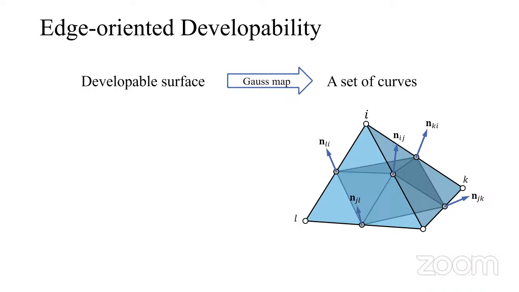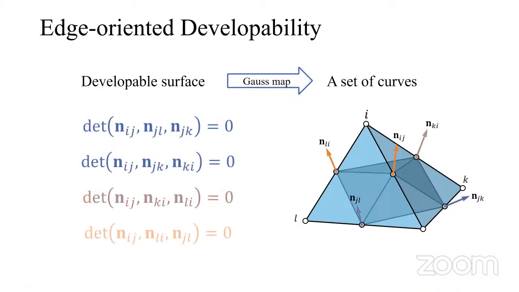In our definition, instead of applying this degeneracy condition to the triangle normal, we force the degeneracy condition on the edge normals to define the discrete developability. For each edge, the edge-oriented discrete developability requires the five edge normals to satisfy the four determinant conditions. If the four determinants are zero, then we call this edge developable. So we use these conditions to drive the deformation process.